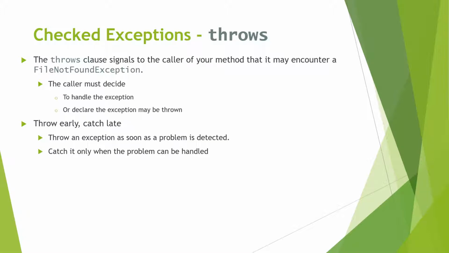So we have a policy of throw early and catch late. We throw an exception as soon as the problem is detected, but we catch it only when the problem can be handled. We have no rush to handle an exception when there's no sufficient information or authority in the method that we are in. So if we cannot handle it, we simply throw it so some other method with a higher authority and more information can handle it.